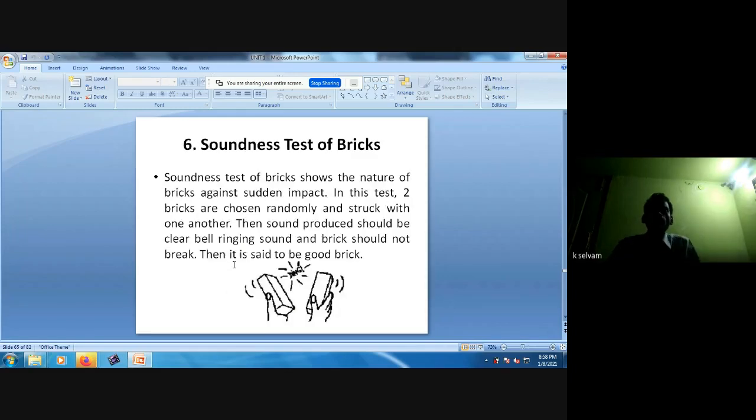The soundness test of bricks. The soundness test shows the nature of bricks against certain impact. In this test, two bricks are chosen randomly and struck against one another. While struck, the sound produced should be a clear bell ring sound and the brick should not break. Then it is said to be a good brick. It should make a sound like a bell ringing and should not break. That kind of brick is called a good brick.